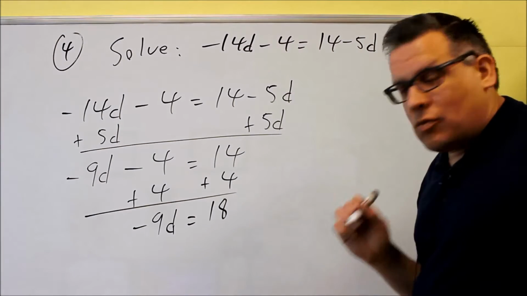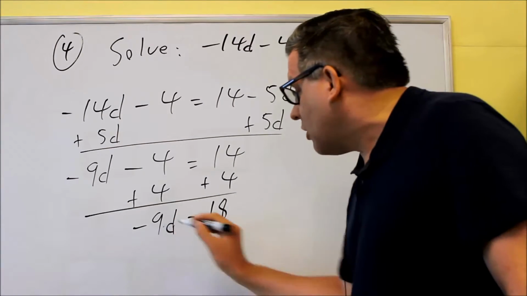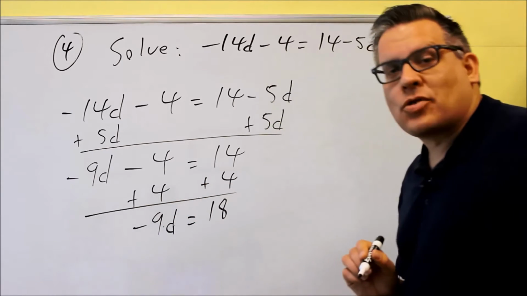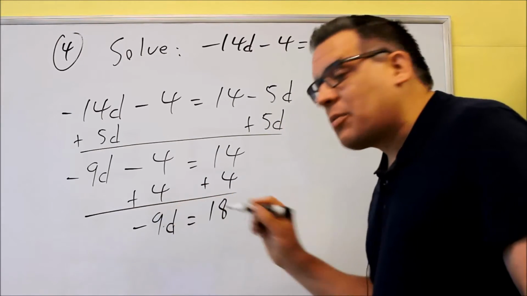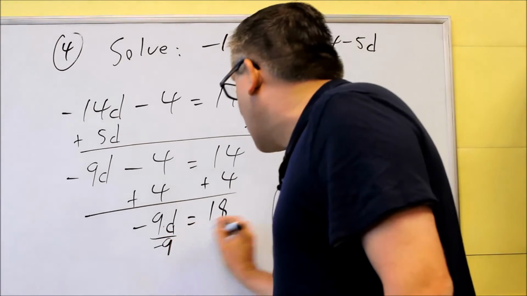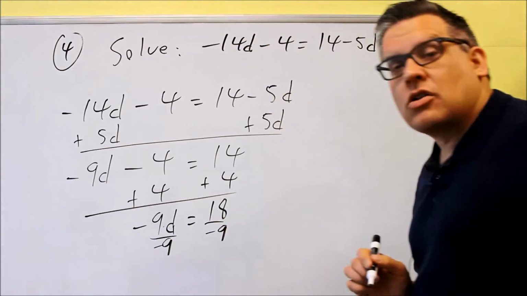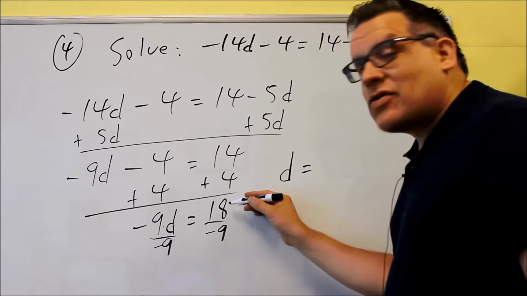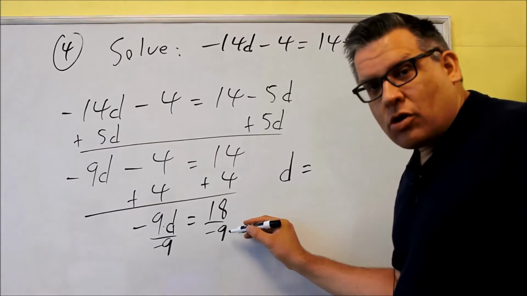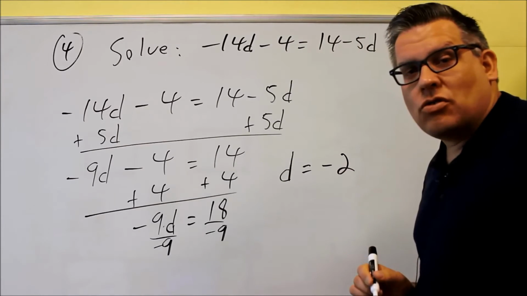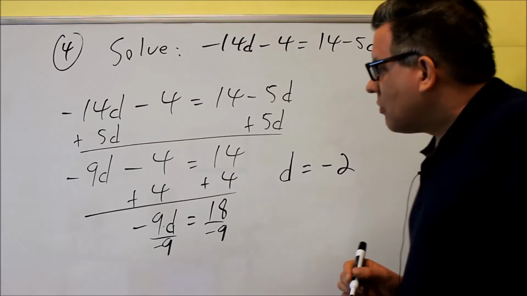And then we have to do division next because we have a negative 9 times d that's here. So again, we're always doing the opposite operation. The opposite operation of multiplication is division. So when I divide this by negative 9, what you do to one side, you do to the other side as well. So for your final answer here, you have a positive number, you're dividing it by a negative number, your answer is going to have to be negative. So you're going to get negative 2 as your final answer.